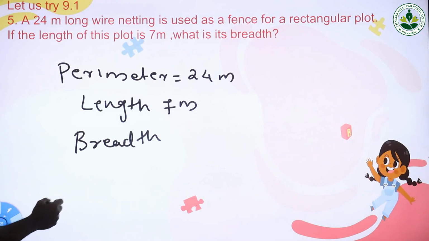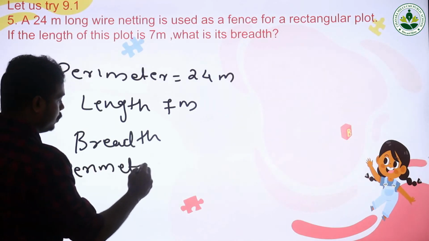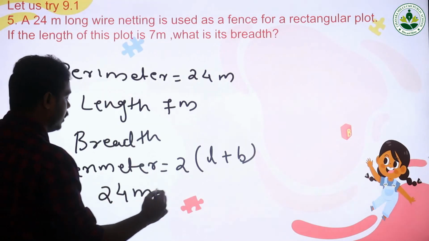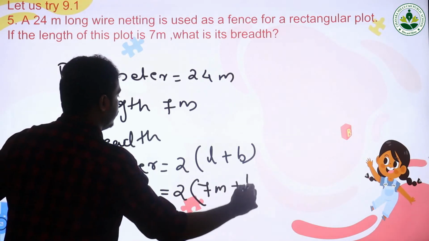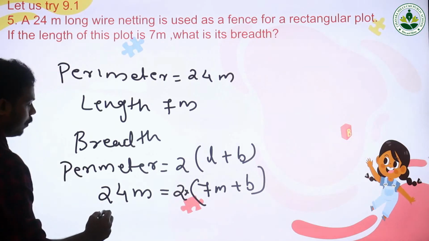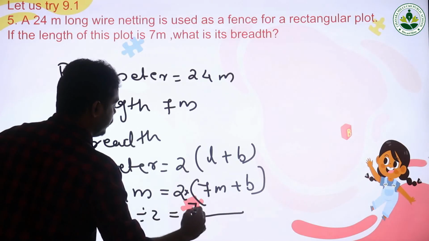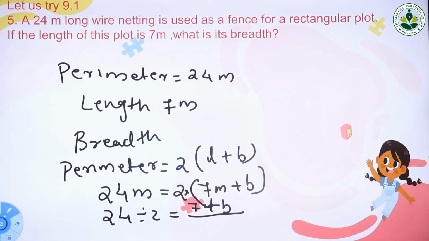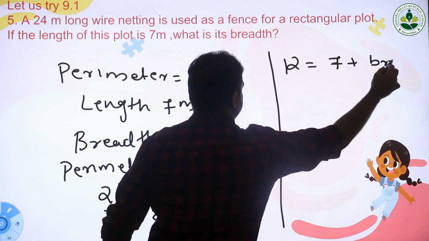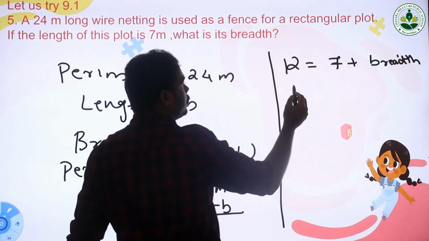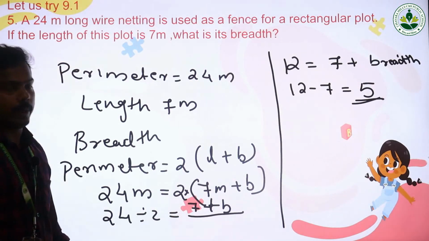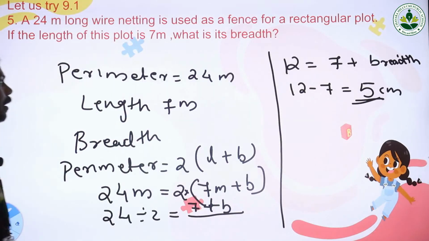We need to find out the breadth. How will you find the breadth? We know the equation, perimeter of a rectangle equal to 2 into length plus breadth. The given things are, perimeter is 24 meter equal 2 into length 7 meter plus breadth. Breadth is not given, we need to find that. 24 divided by 2 equal to 7 plus breadth. 24 by 2 is 12. 12 is equal to 7 plus breadth. So breadth is equal to 12 minus 7, that is equal to 5. So the breadth is 5 cm.